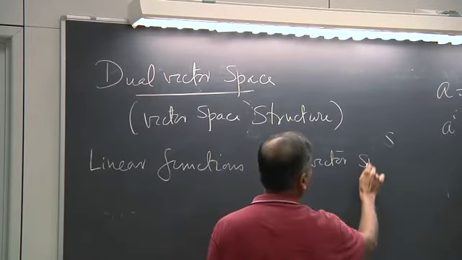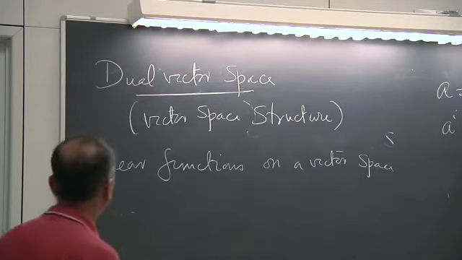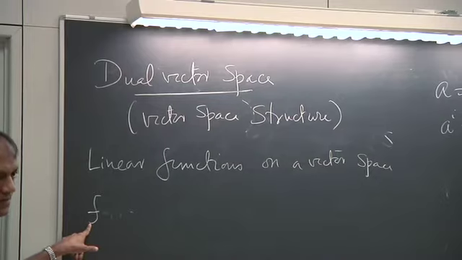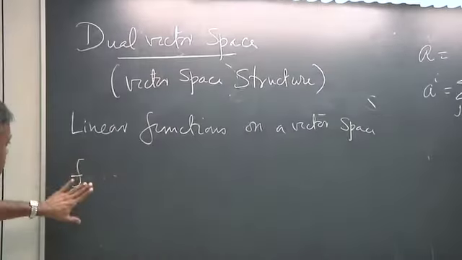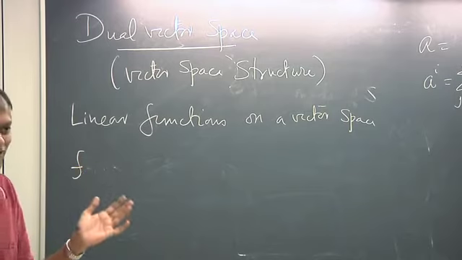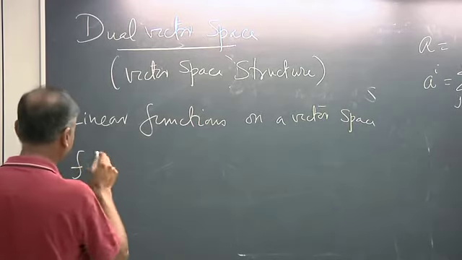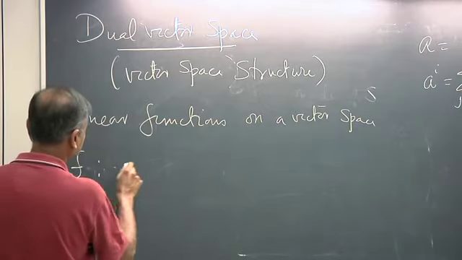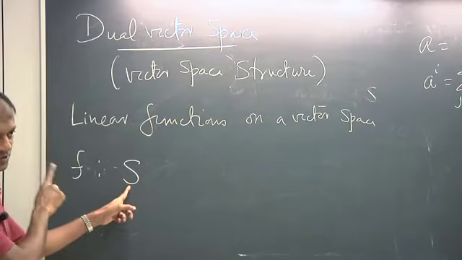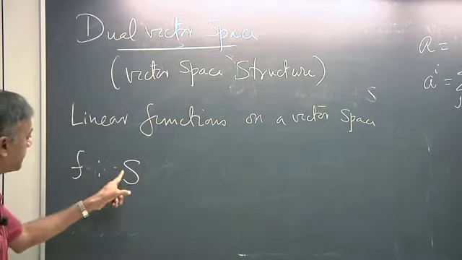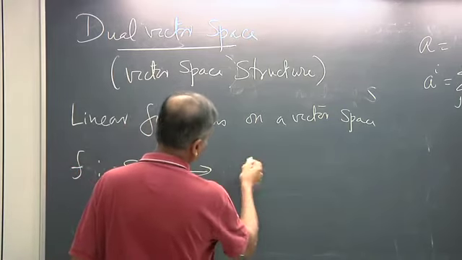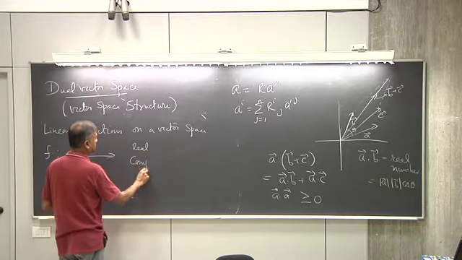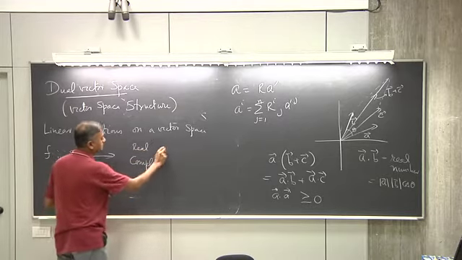So what do I mean by that? Let me use a symbol. This is not the symbol used in the textbook, but F usually stands for function, so I will use the same symbol here, F. This F maps S, which is a vector space. I will always use capital S for a vector space. So F maps S to real or complex numbers.